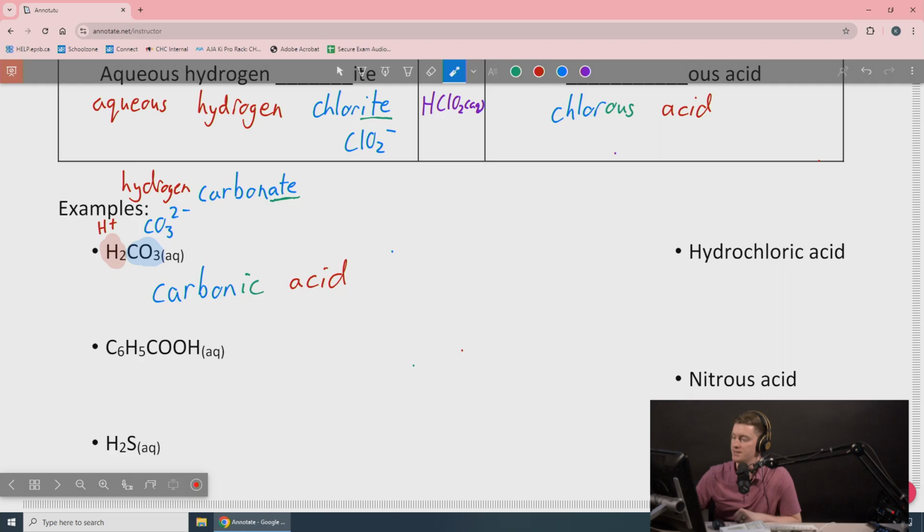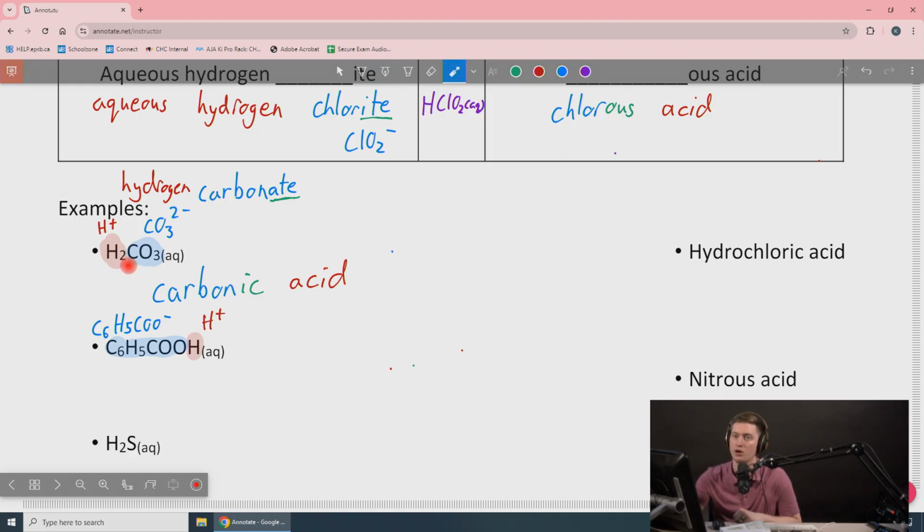You can also identify an acid if it has the COOH at the end. Don't get confused though, because the COOH, the COO is actually going to be part of that polyatomic anion. So really I'm just going to highlight the H here, because the ions that are involved here are going to be C6H5COO minus, and H plus.